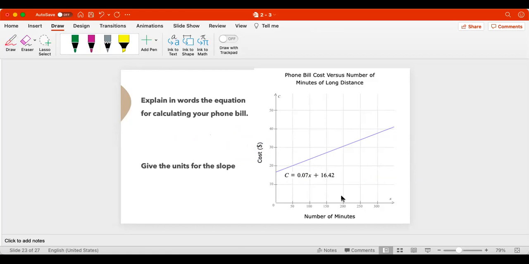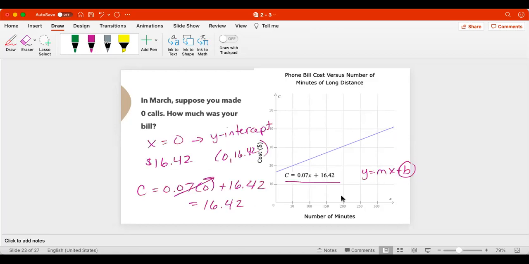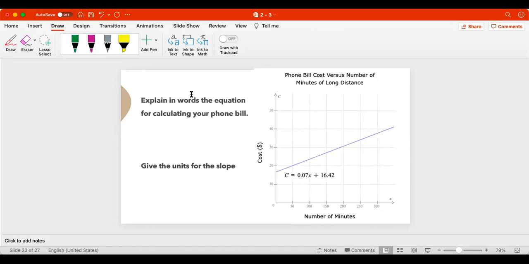Explain in words the equation for calculating your phone bill. So what's happening here? Notice that if you don't make any calls whatsoever, you're going to be charged 16.42. We saw that in the last problem, right? You make no calls, you're charged 16.42. That tells us that we have a flat fee. No matter if we use the phone or not, we're going to be charged 16.42.